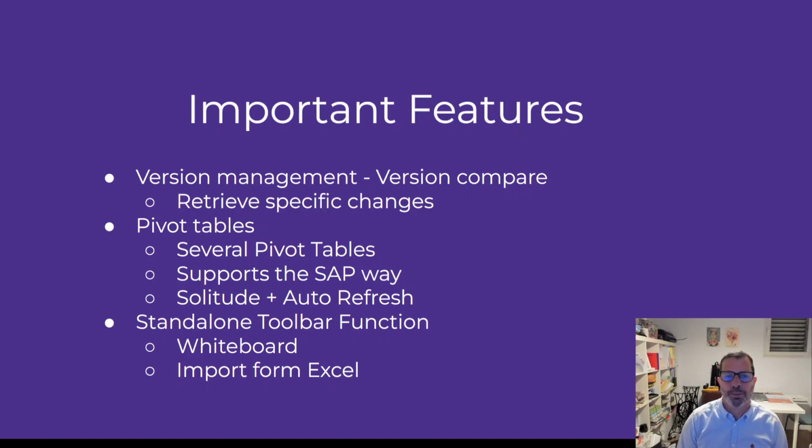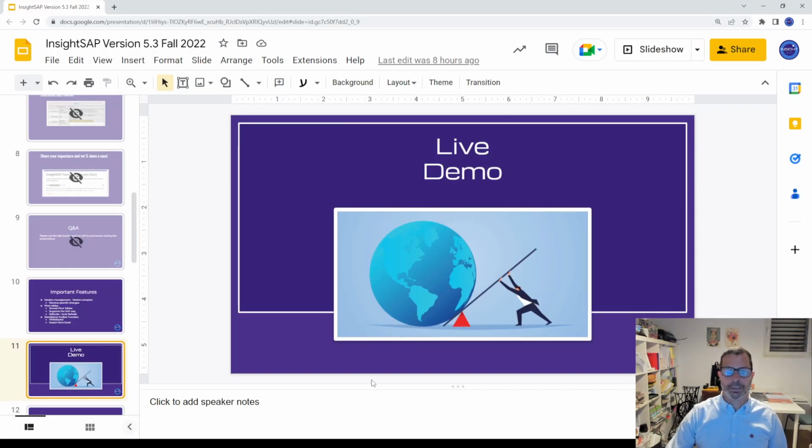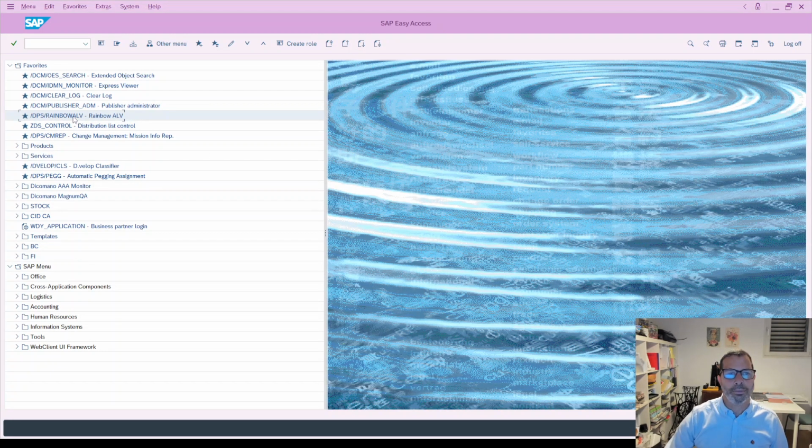We'll start with version management. We added the version compare to complete the entire version management feature. Then I'm going to show you things about the pivot tables. And we will end up with standalone toolbar function where we added the whiteboard and import from Excel features. So without further ado, let's switch on to the system.